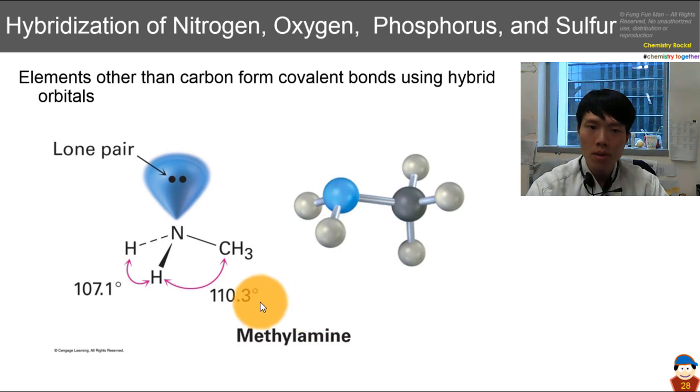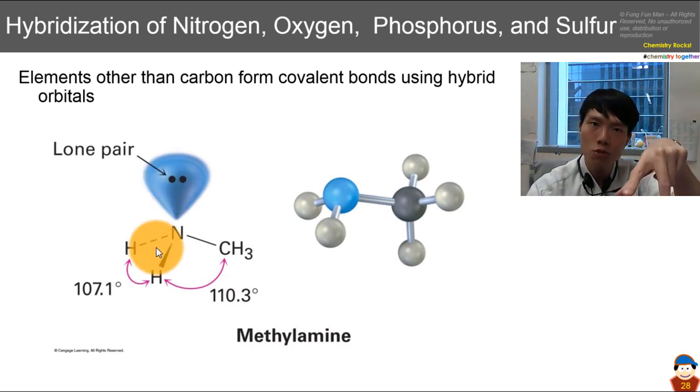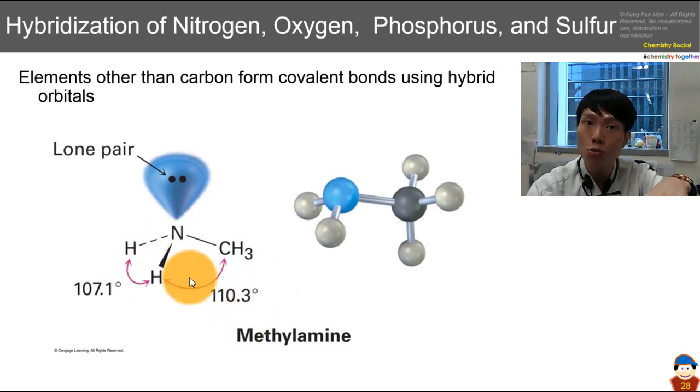So for methylamine, we have nitrogen as a central atom. We have a lone pair of electrons that is not used for bonding, so it faces outward, and the other three bonds are covalent bonds. We combine with carbon, hydrogen, hydrogen. We are going to use their sp3 hybridized orbitals.